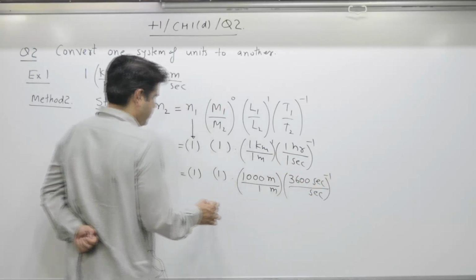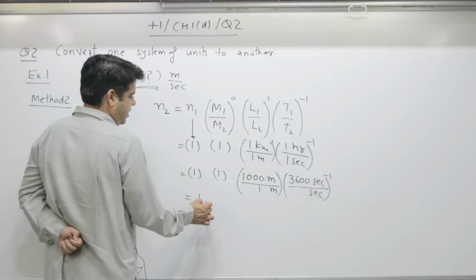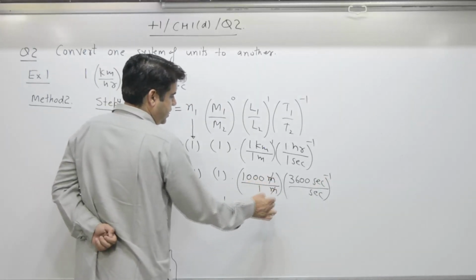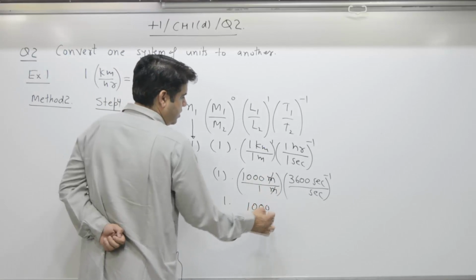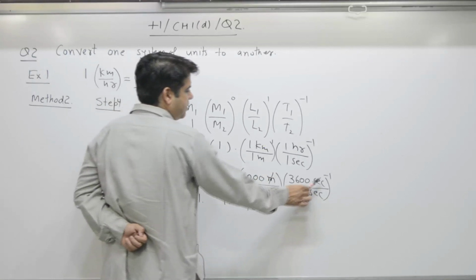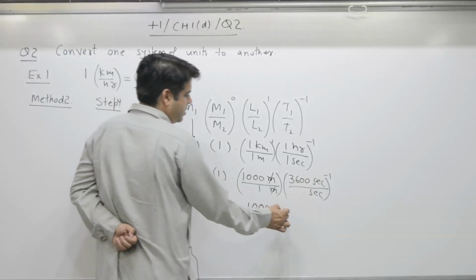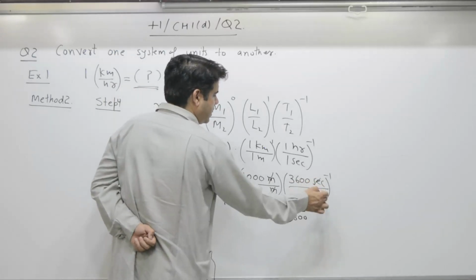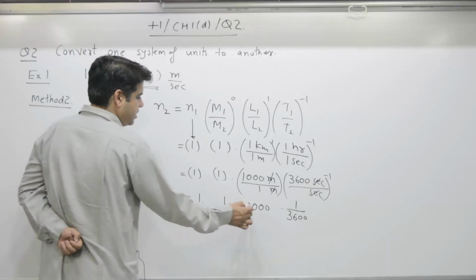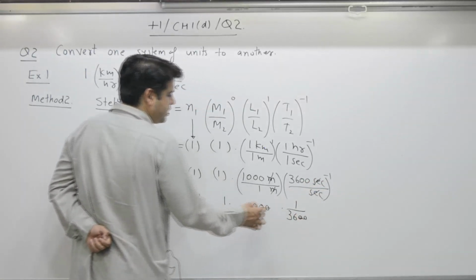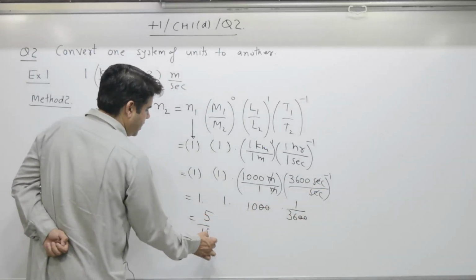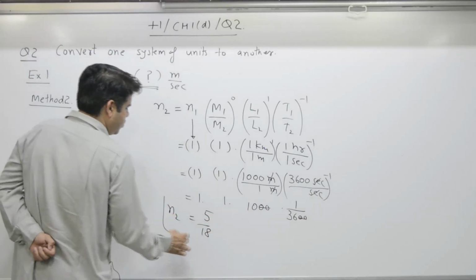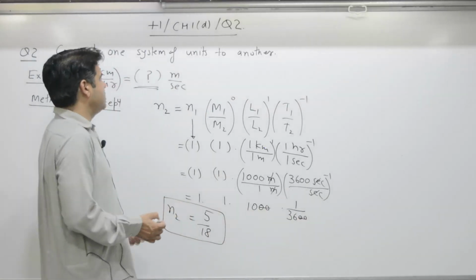Power is minus 1. 1 meter cancel, 1000, 3600 power minus 1. That means 1 by 3600. Second cancel. So what you get is 2 zeros cancel. 10 by 36 is what? 5 by 18. So N2 is equal to 5 by 18. The answer comes out to be same.